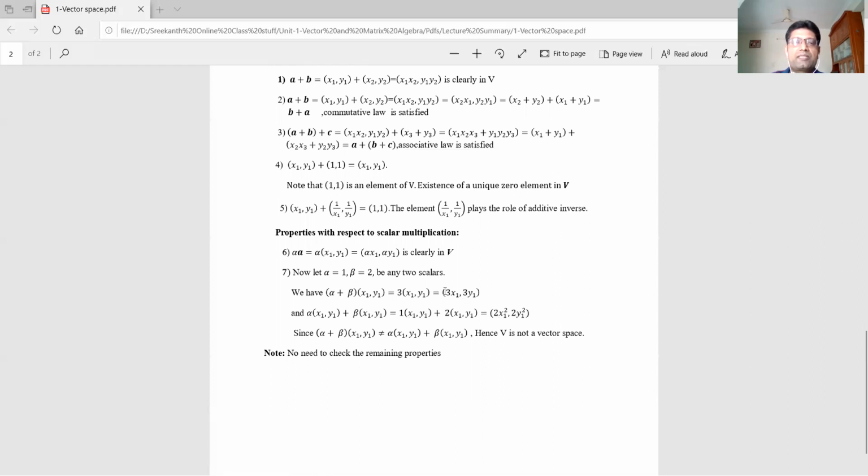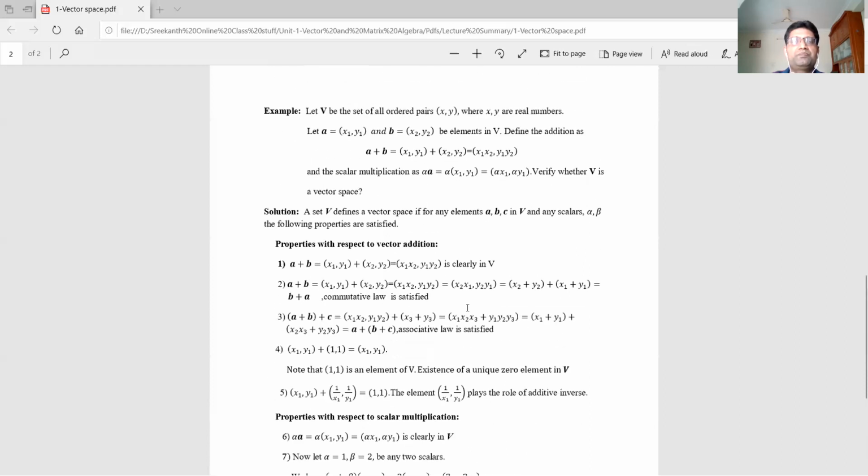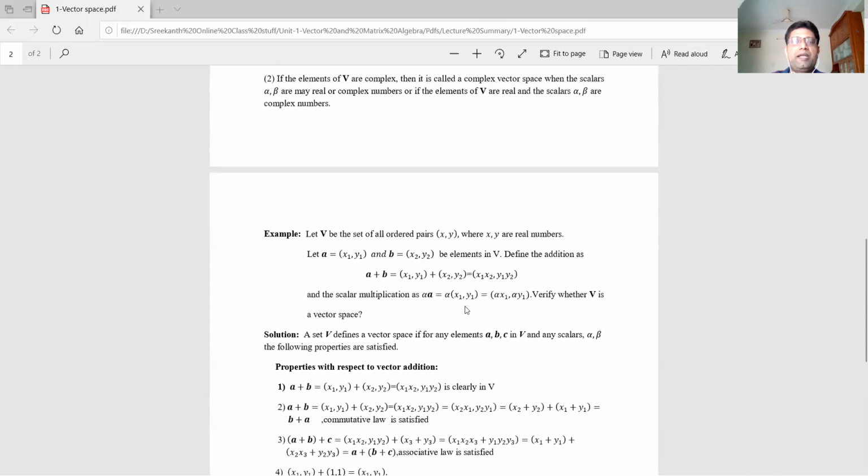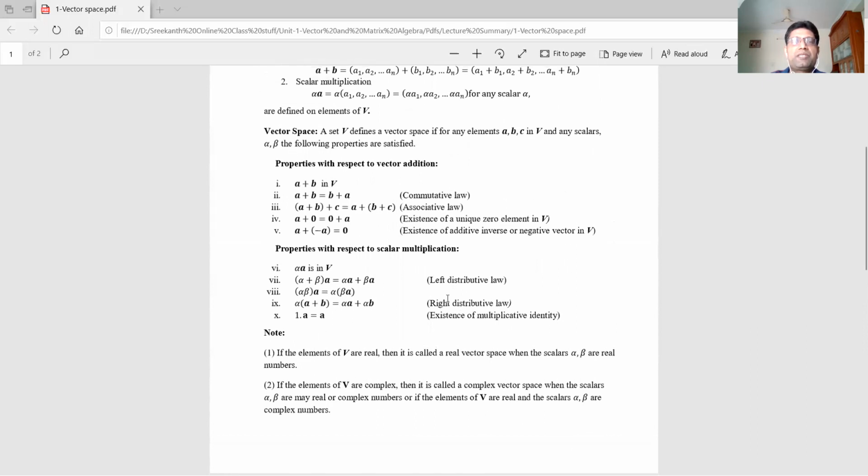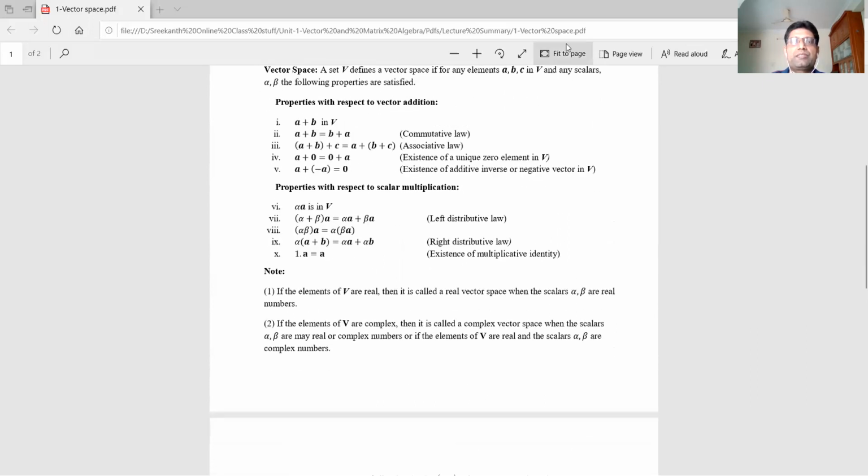If you look at the left hand side and the right hand side, both are clearly not equal. That means it is not satisfying property 7. Therefore, we can declare that V is not a vector space. Once it fails at any axiom level, there is no need to check the remaining properties. That is what we wrote in the note. So this is the simple way of checking whether the given set is a vector space or not. You can check it very easily.